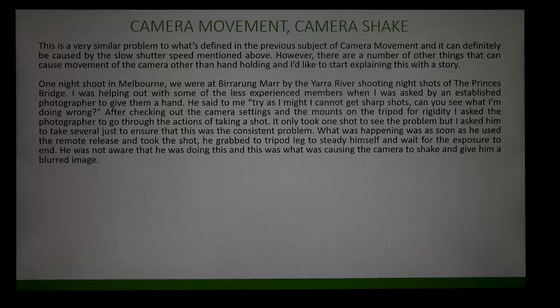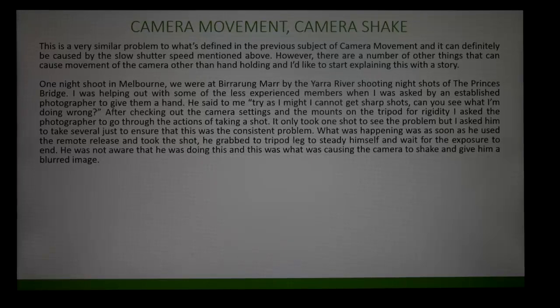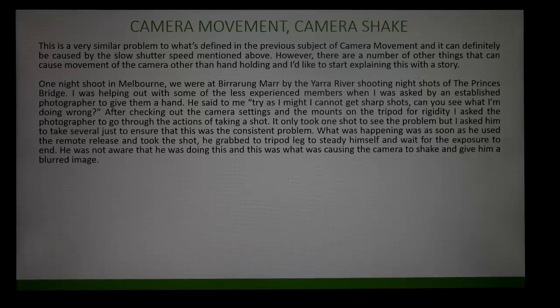After checking out the camera settings and the mounts on the tripod for rigidity, I asked the photographer to go through the actions of taking a shot. It only took one shot to see the problem, but I asked him to take several just to ensure that this was the consistent problem. What was happening was as soon as he used the remote release and took the shot, he grabbed a tripod leg to steady himself and wait for the exposure to end. He was not aware that he was doing this, and this was what was causing the camera to shake and give him a blurred image.